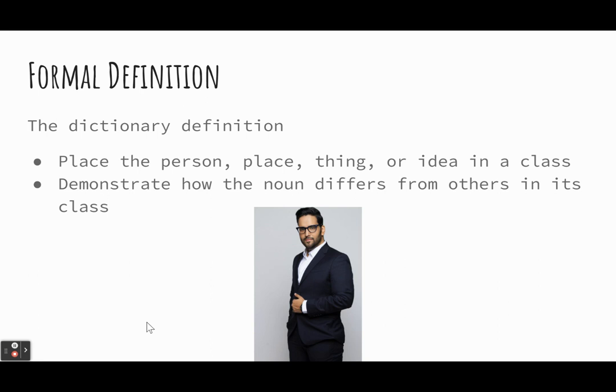Formal definition, as I said, is the dictionary definition. You place the person or the thing or the idea, you place the noun in its class, and you demonstrate how the noun differs from others in its class. That's the formal definition. It's true for adjectives and adverbs as well. But you're giving this thing and you're putting it in a class and you're defining how it differs from others in its class.